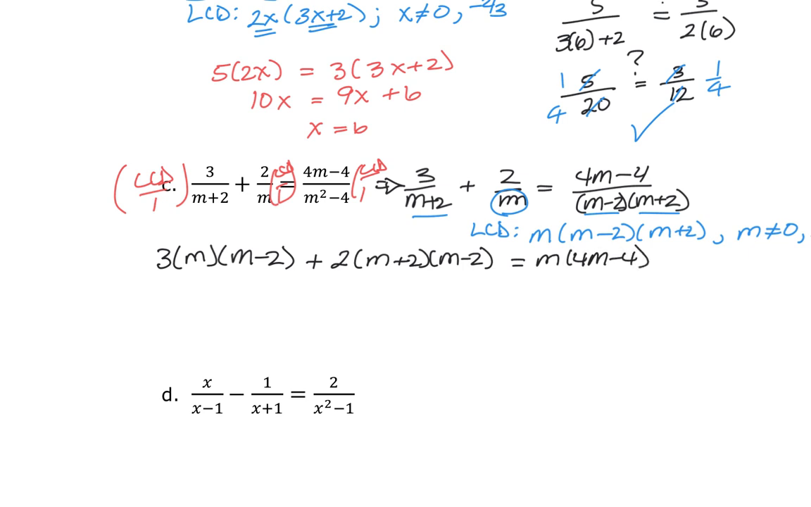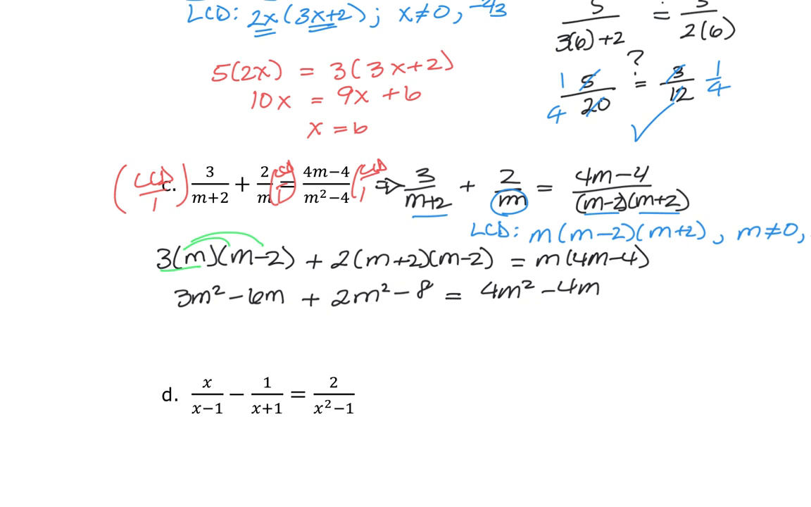Left-hand side, I'm going to multiply through, and so I'm going to get 3m squared minus 6m. I'm going to distribute the 3 onto both terms. And then I'm going to get plus 2m squared minus 8, because I know that m plus 2 and m minus 2 really is m squared minus 4, so I distribute the 2 on that, which gives me 2m squared minus 8. Equals, on the other side of the equal sign, 4m squared minus 4m.